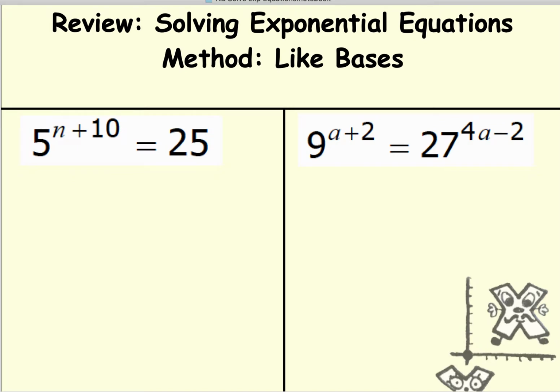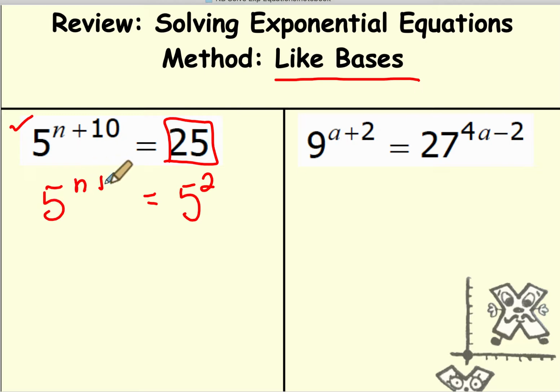Okay, so this is a review of something that we've learned previously. This is when it's possible for you to rewrite the exponential expressions with like bases. For example, in this one we have 5 to the n plus 10, but this one says 25. It's possible to rewrite 25 as a power of 5. Therefore, we say that 5 to the n plus 10 is equal to 5 squared. So it stands to reason that the exponents must therefore be equal.